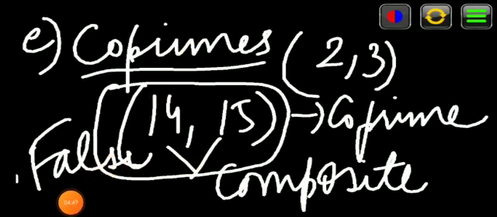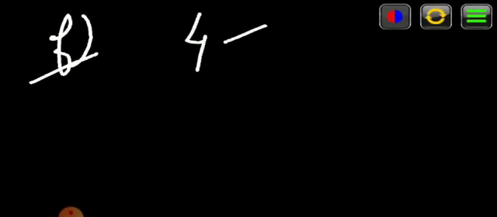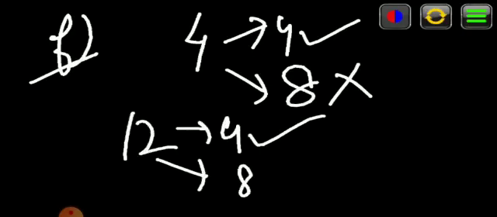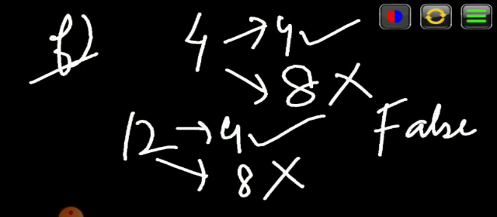Right children? Now coming to the next part, that is F part. All numbers which are divisible by 4 must also be divisible by 8. Again it is similar to the statement of A part that we have done. All numbers which are divisible by 4, let us take 4. 4 is divisible by 4, but 4 is not divisible by 8. 12 is divisible by 4, but 12 is not divisible by 8. So here the statement becomes false.